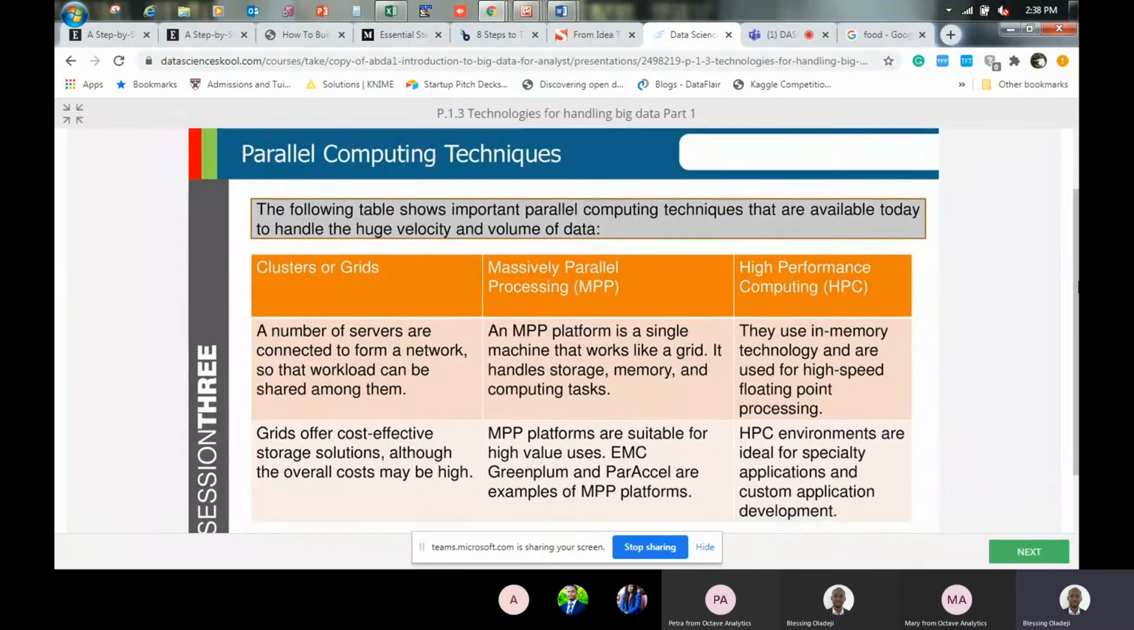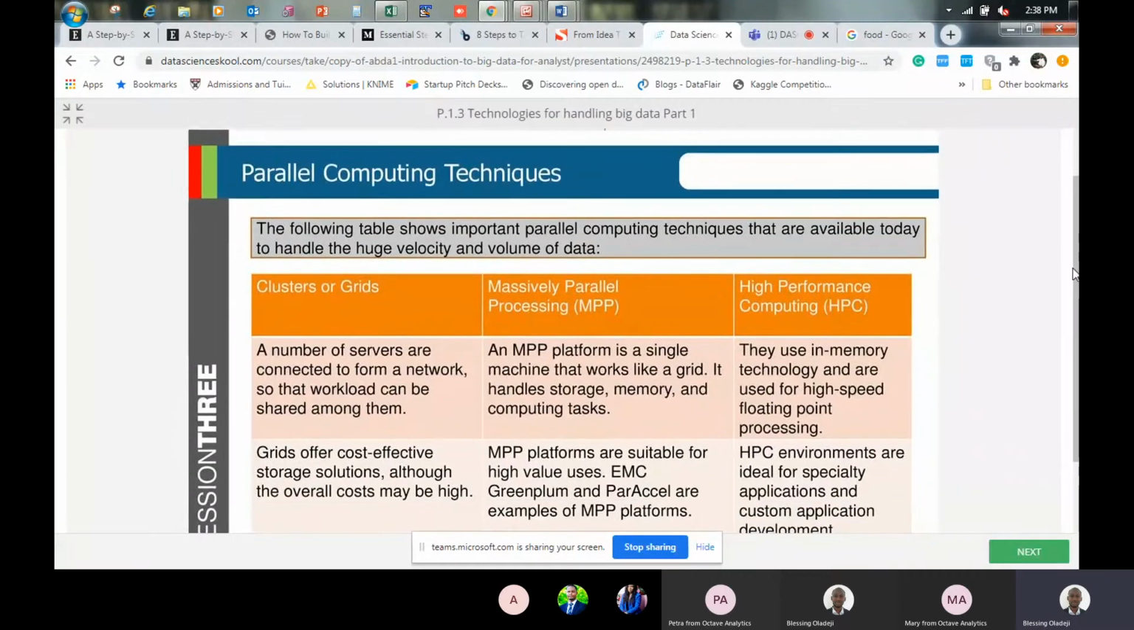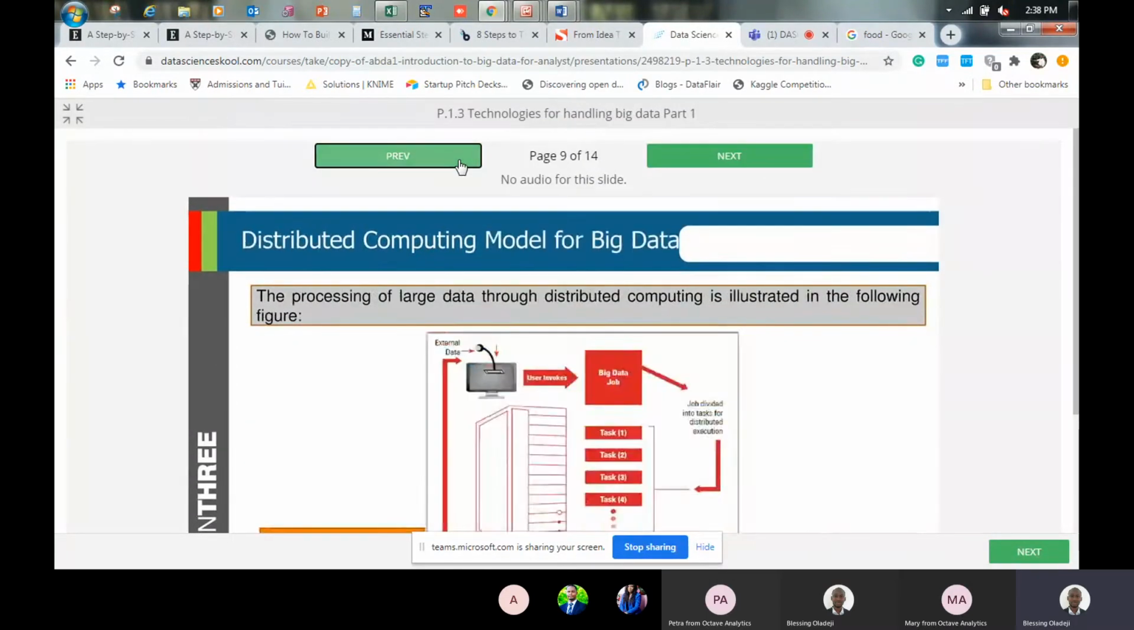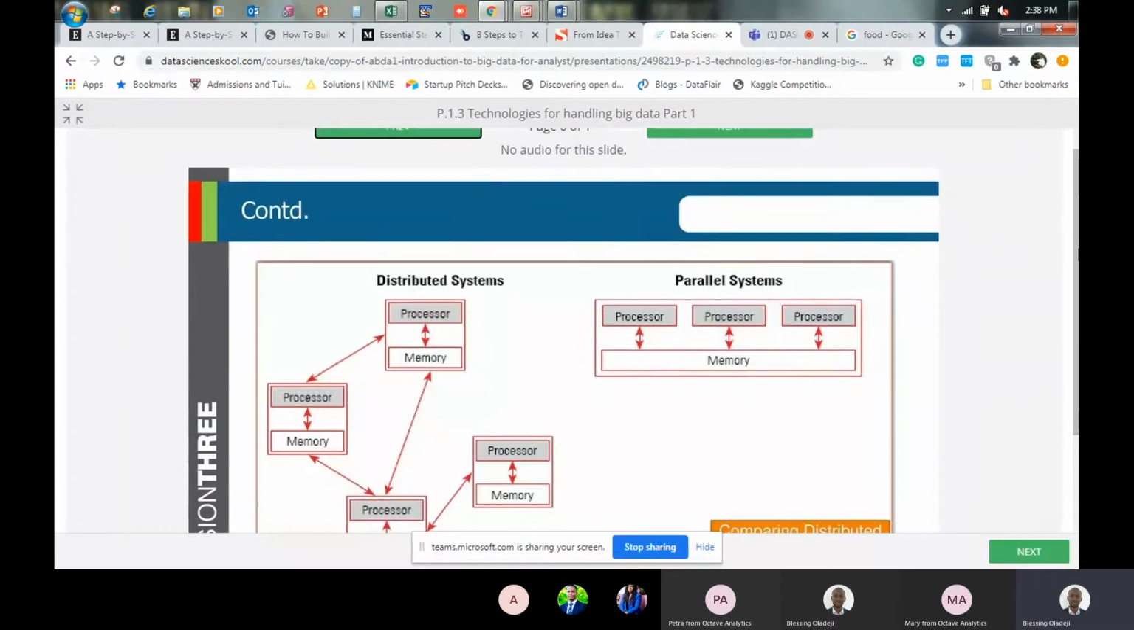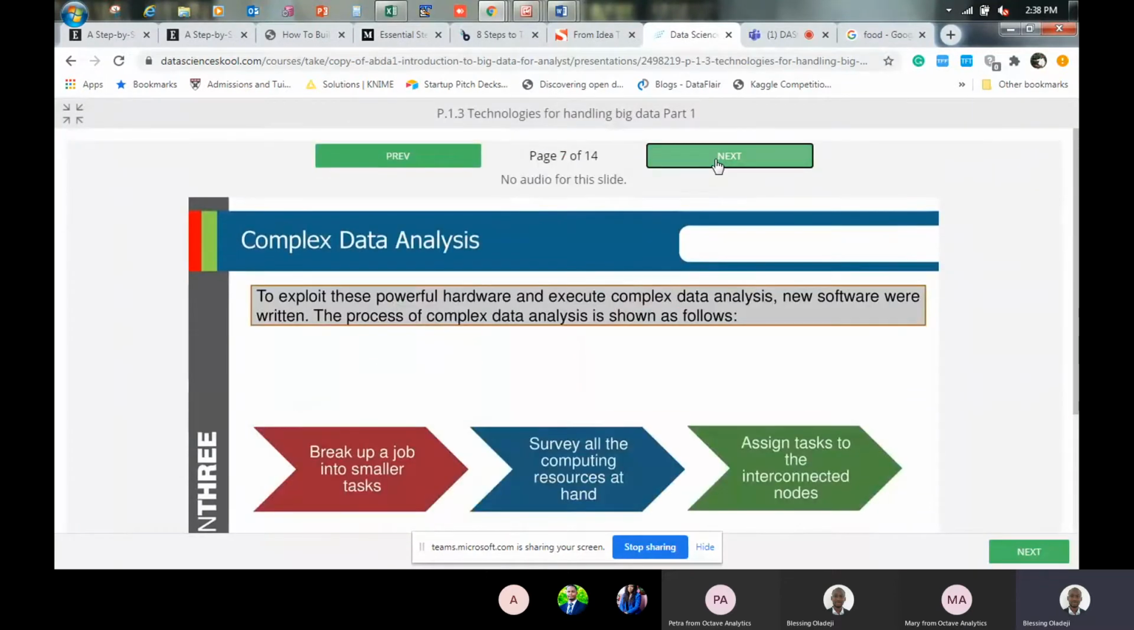Let's spend some time to look at parallel computing and how it works. Again, this diagram comes in handy. So parallel computing consists of independent processors that are sharing common memory. That's how parallel systems work.